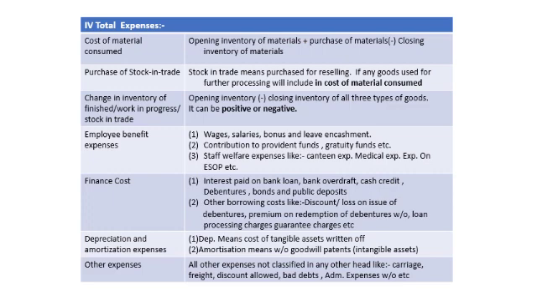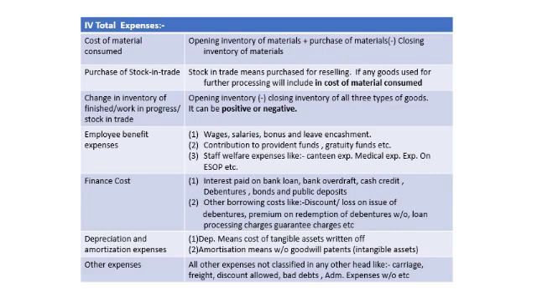Now the purchase of stock in trade. Stock in trade means the purchase for reselling. Any goods used for further processing will be included in the cost of material. If it is included in the cost of material, then you don't have to take it again. But if it is not, then it will be shown separately. The change in inventory means the opening minus closing inventory. It can be positive or negative. If positive, it means the opening inventory is more. If negative, that means the closing inventory is more. But this refers to the difference between the both.